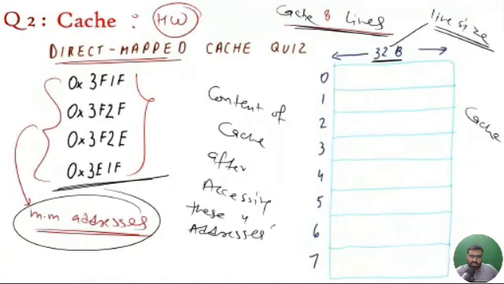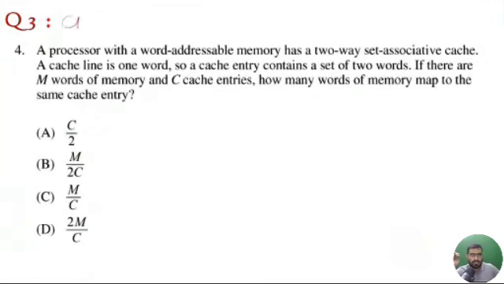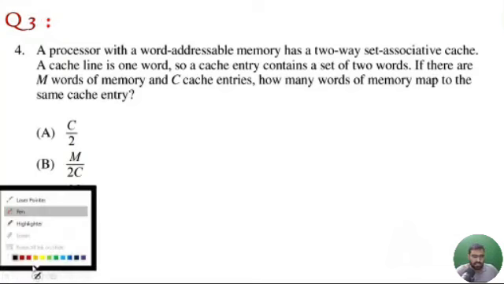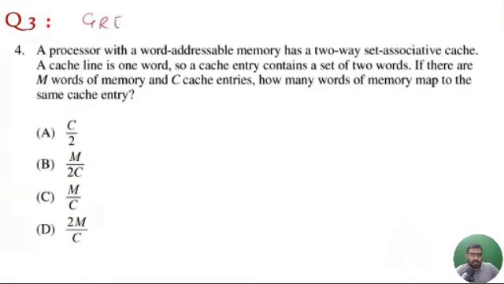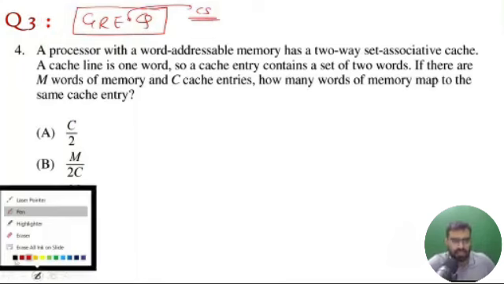The next one. Tell me the answer for this one. This is an interesting question from the cache memory. A very simple question, and let me tell you that this is a GRE computer science question. A few years ago, there was the GRE computer science exam. I think it was till 2012 that this exam used to happen. Nowadays it does not happen. So you tell me the answer for this question.